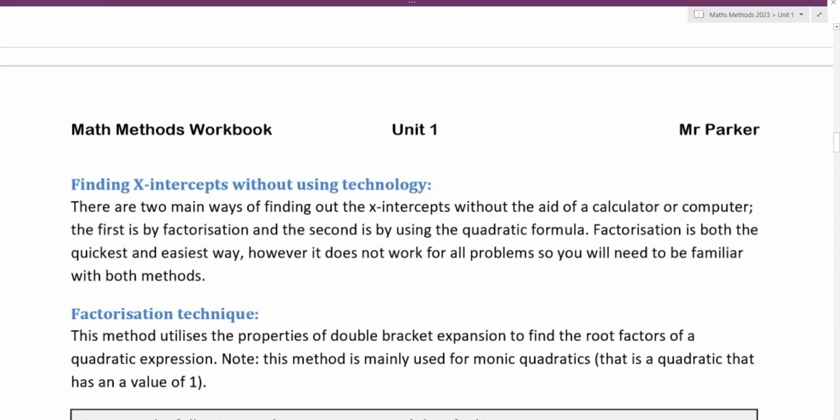Let's do this. Okay. We've got two main ways of finding the x-intercepts without the calculator. First is by factorization, the thing that everyone hated in year 9 and thought, when am I ever going to use this in my life? Turns out, in Methods. So we're going to do factorization.